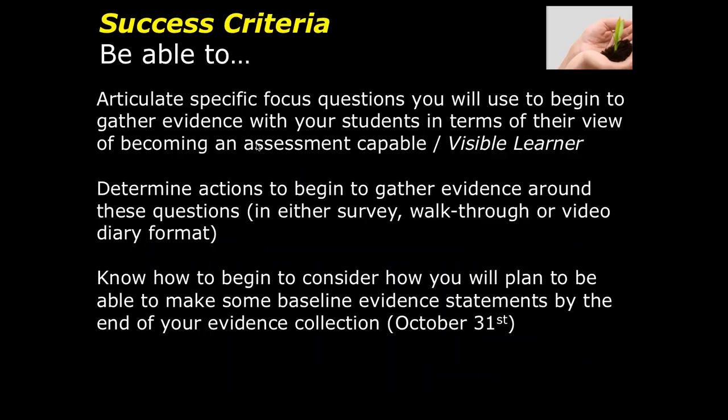I wanted to finish with our success criteria again. Articulate specific focus questions you'll begin to gather evidence with your students in terms of becoming an assessment capable visible learner. Hopefully you've got some ideas on how you could do that. Determine some actions on how to gather evidence. Hopefully now you've had a chance to think about, do we want to do this in a survey or a walkthrough? And then that third point is how to consider how you'll plan to make those baseline evidence statements.